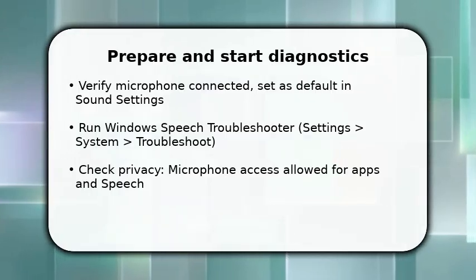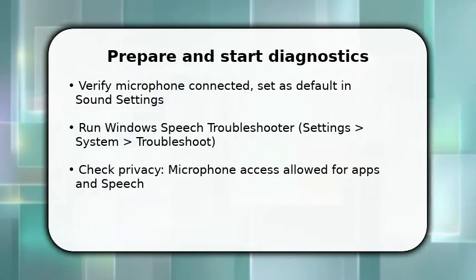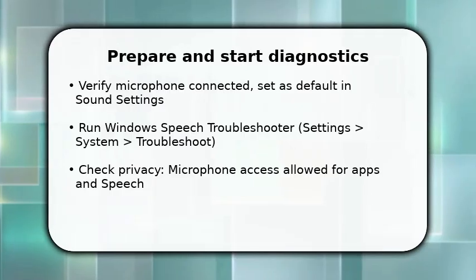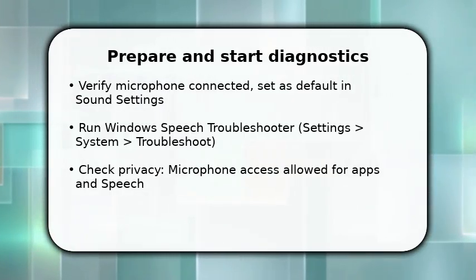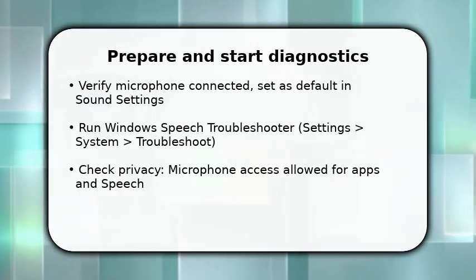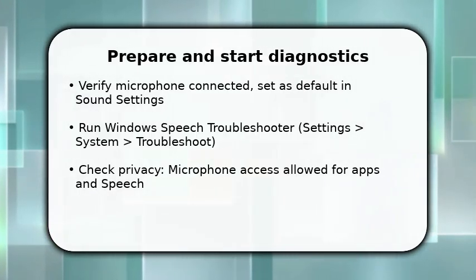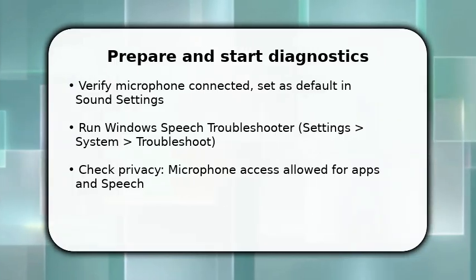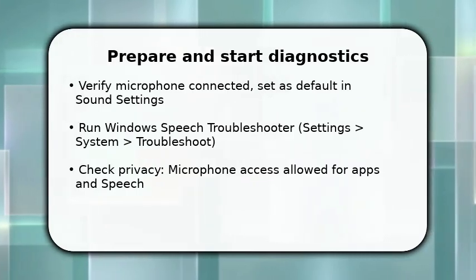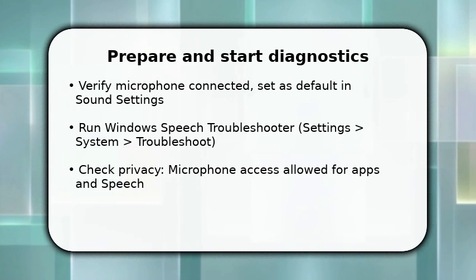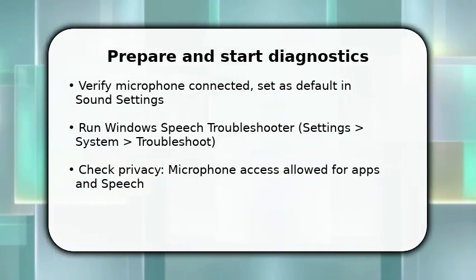You begin by confirming hardware and permissions so troubleshooting is effective. Plug in or test your microphone, then set it as the default input device. This prevents Windows from listening to an inactive source. Once done, open Settings and run the speech troubleshooter to detect basic configuration errors and driver mismatches. Make sure microphone access is enabled in privacy settings so the OS can receive audio. These steps remove common blockers and give you diagnostic feedback to act on next.